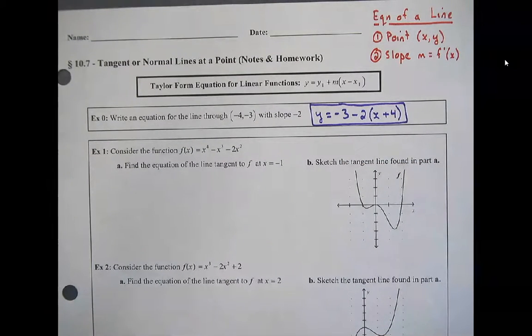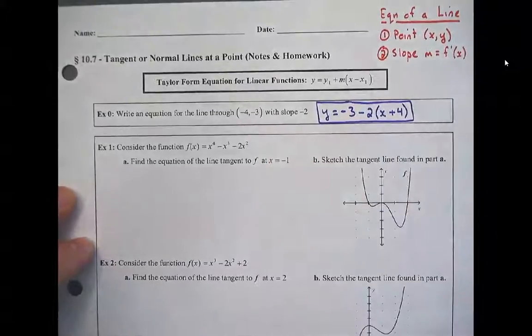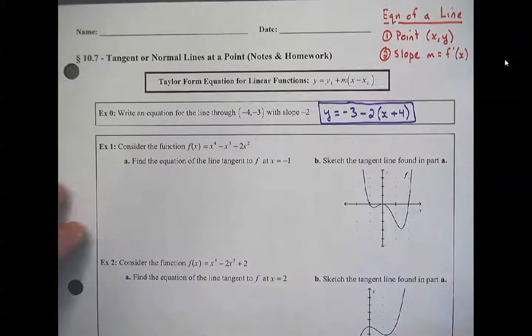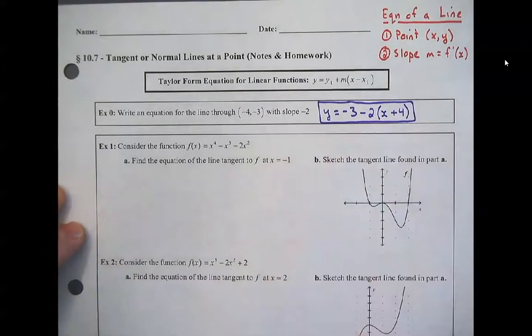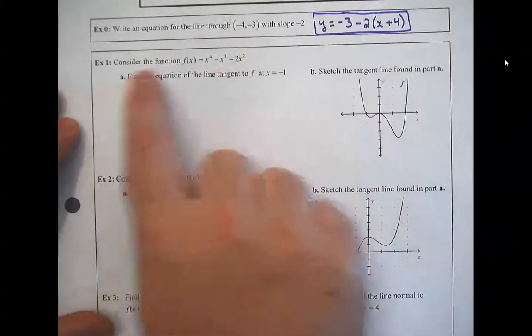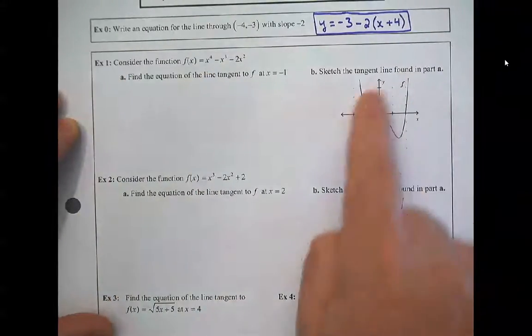Now, if you wanted to distribute, you could distribute, get this into y equals mx plus b if you like those other forms. We're going to learn to like this form, or my prediction is you're going to eventually learn to like this form. Okay, so now we've got all the info. We can start to apply it. So we've got this function. I've graphed it over here.